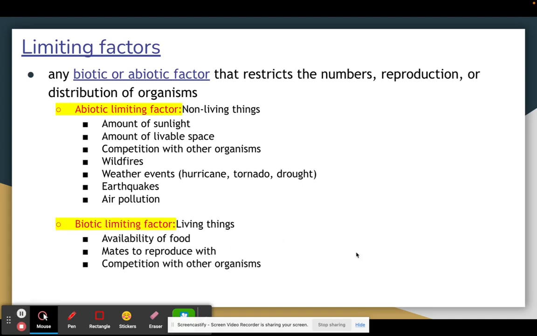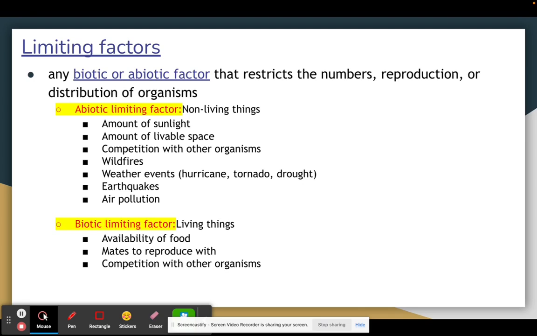So now some specific examples of biotic limiting factors. Remember, these are going to be like the living things in an area that will prohibit a population from growing and growing and growing. One is the availability of food. Because once again, remember, food is going to be a living organism for many things, even if it's a plant, right? Or if it's an animal, that will prohibit populations from continuing to grow.